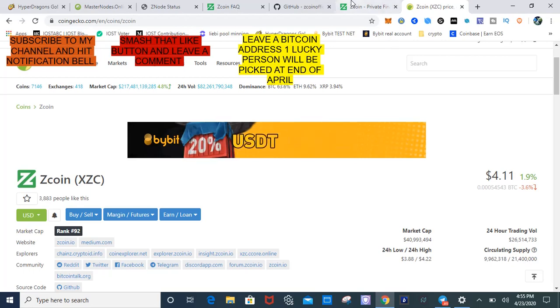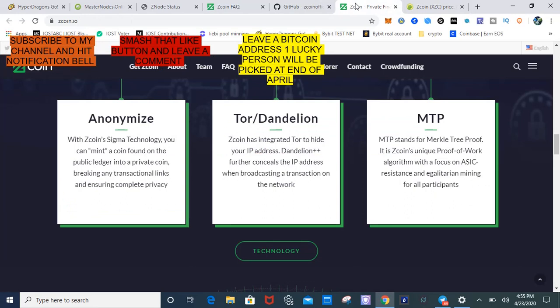Let's go to the website. So what does Zcoin offer? Zcoin has a technology called Sigma, where you can mint a coin on a public ledger and transform that coin into a private coin. And with Sigma technology, it allows you to break transactional links and ensure complete privacy.